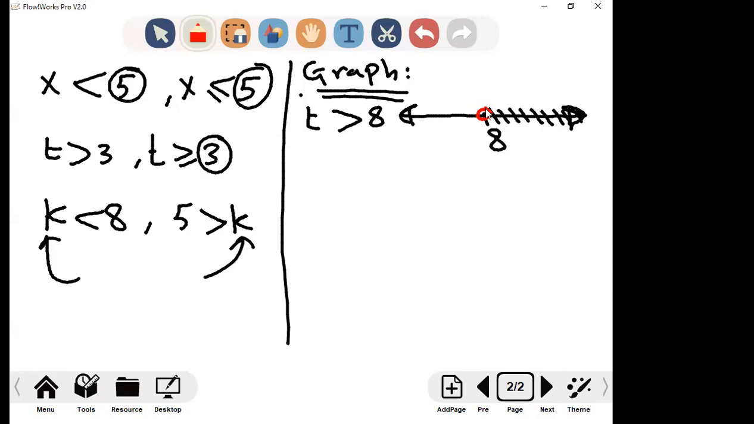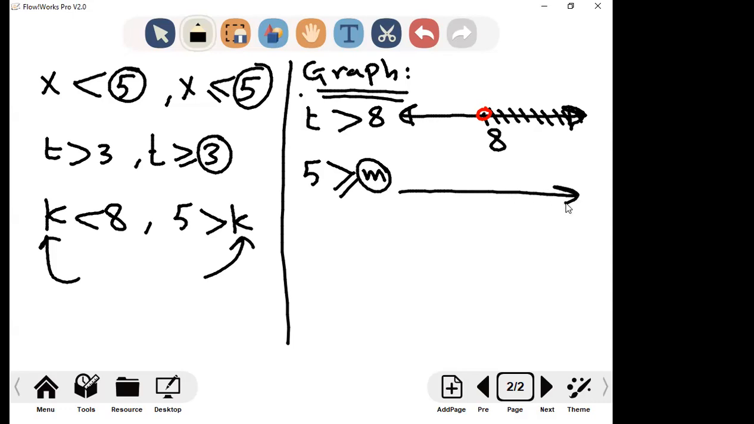Done. For example, if I want to graph this one, now I will read it. M less than or equal 5. So I don't say 5 more than. If you say more than, maybe you will be confused. You will go to the right, okay? But here I'm talking about the variable, which is m. So start reading from m. What we say? M less than or equal 5.